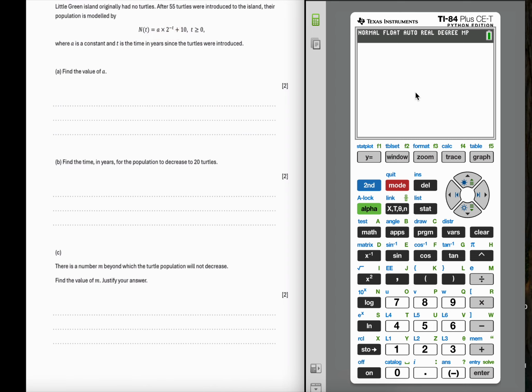So it says that after 55 turtles were introduced to the island, that means that initially there were 55 turtles. So when time is equal to 0, then the number of turtles is equal to 55. So 55 is equal to A times 2 to the power of 0 plus 10. And I can actually just type that straight into my numeric solver and find it, which is A is equal to 45. And I could just use my numeric solver for that.